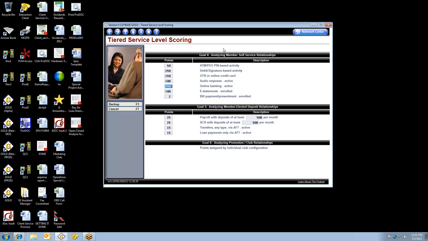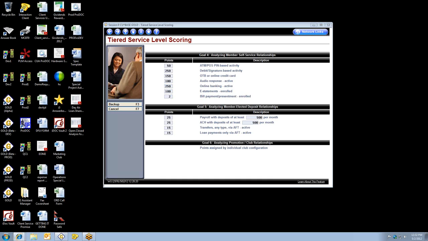I do see a lot of credit unions who award more points for online banking than audio response because you do have the ability to market a little bit more in online banking, as well as offer the member more options such as e-statements and anything along those lines. So I definitely see people who are granting more points for online banking than the actual audio response.